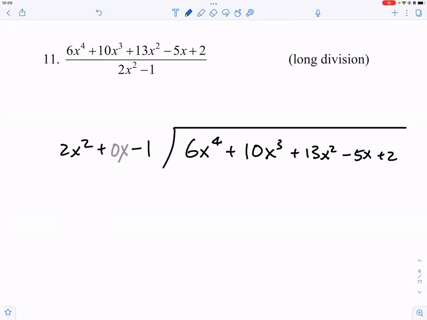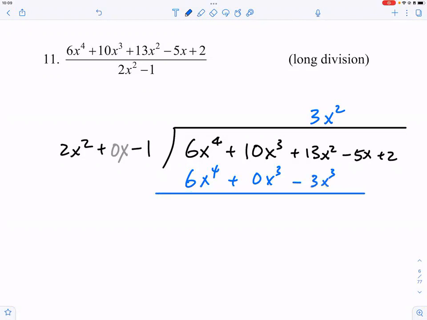So our first task is to find out what we can multiply to get 6x to the fourth power, because we want to cancel out the 6x to the fourth power. That would be 3x squared. 3x squared times 2x squared gives you 6x to the fourth power. Then times 0x, so you would have plus 0x cubed. And then negative 1 times 3x squared gives a negative 3x squared. All right, draw a straight line right there.